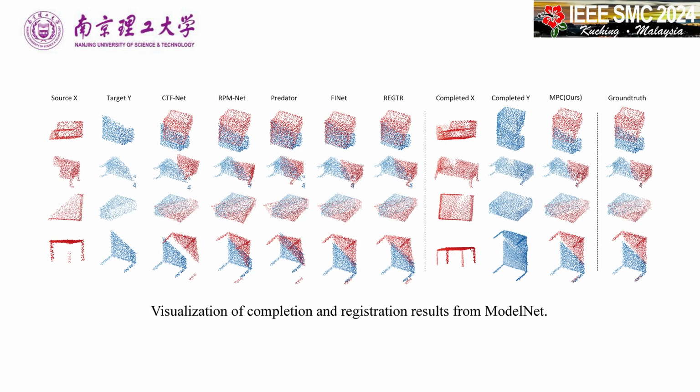We compared our method with recently published methods, including CTFNet, RPMNet, Finet, Predator, REGTR, GeoTransformer, and UDPREG. The results indicate that our method demonstrates highly competitive performance. As shown in the figure, we conducted comparative experiments on Modelnet, and our method exhibits good performance when facing low overlap point clouds, particularly showing a significant improvement in the translation accuracy of the registration results. Among them, CTFNet is a traditional completion-assisted registration method, while the others are based on point feature pairs.